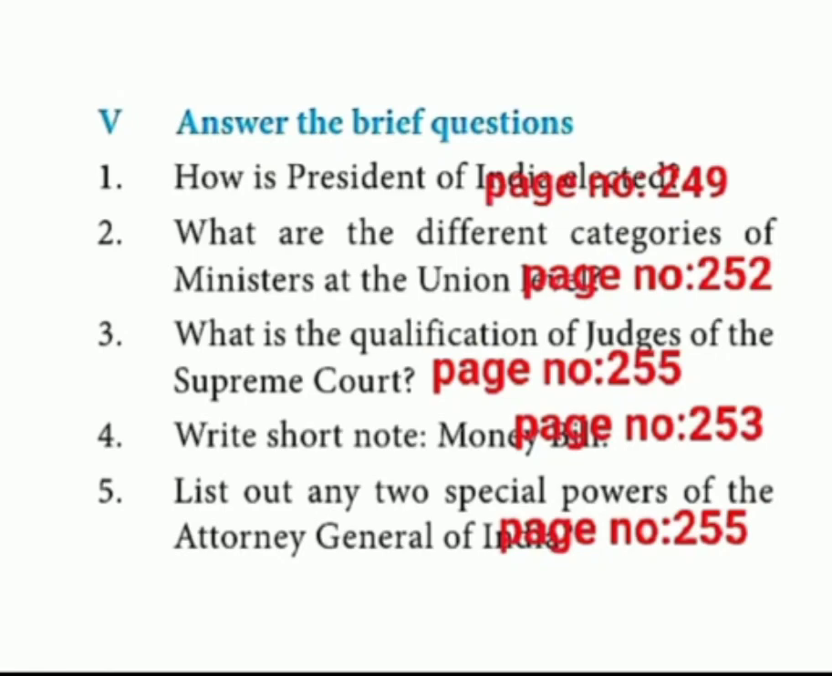Then page number 255 take it. The top para is there for Attorney General. Second line, strike out 'he'. Instead of 'he', you have to write Attorney General of India, like that write it. Attorney General of India has the right till the para end. 5-6, Roman letter 5, 6th answer.